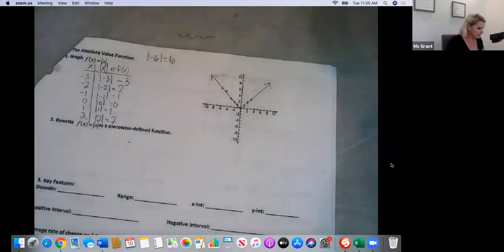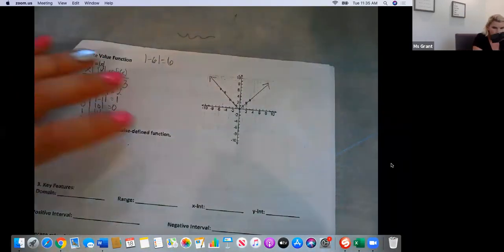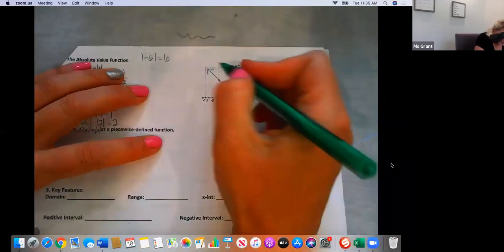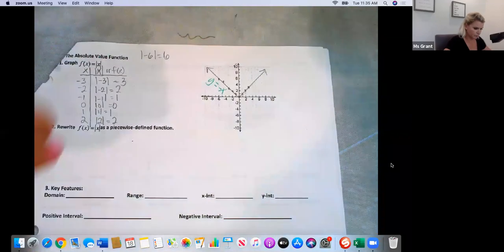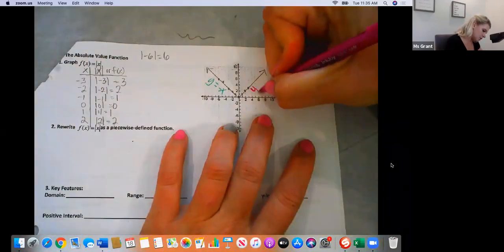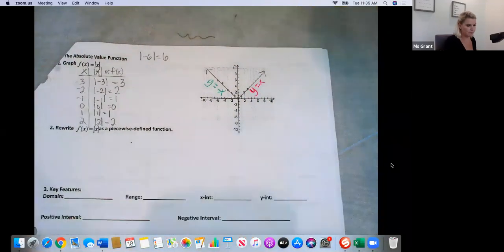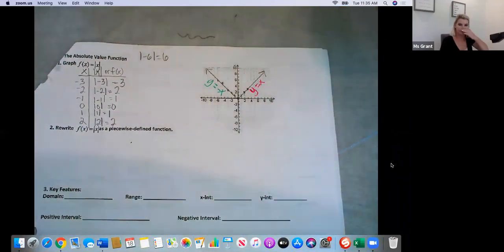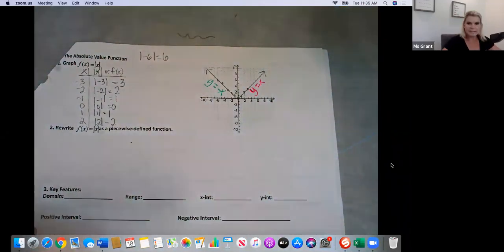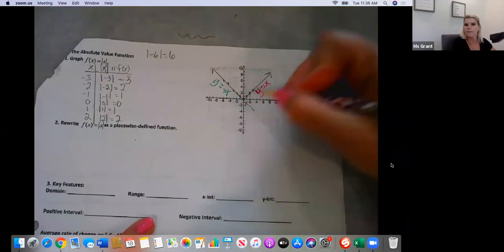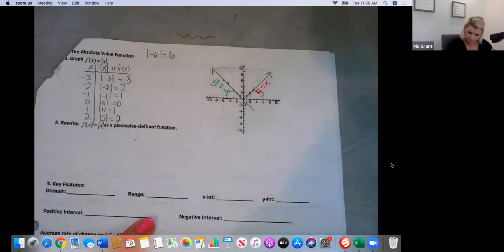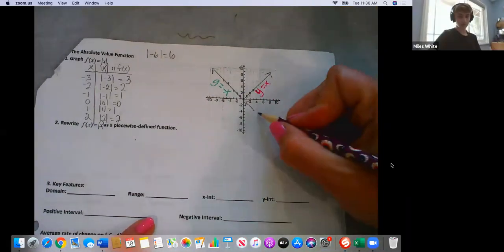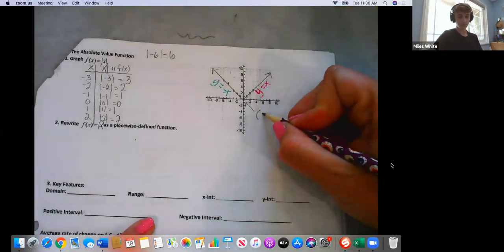So please notice that this line's equation is y equals -x, and this line's equation is y equals x. Can somebody tell me what my vertex is? Quinn, you've already helped, so new people. Miles: The vertex would be the origin, 0, 0.